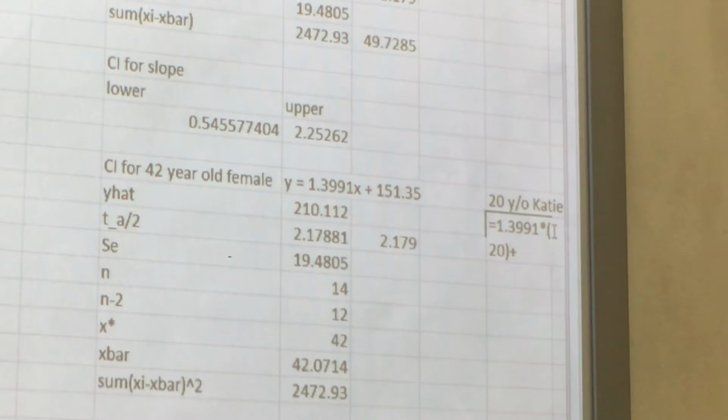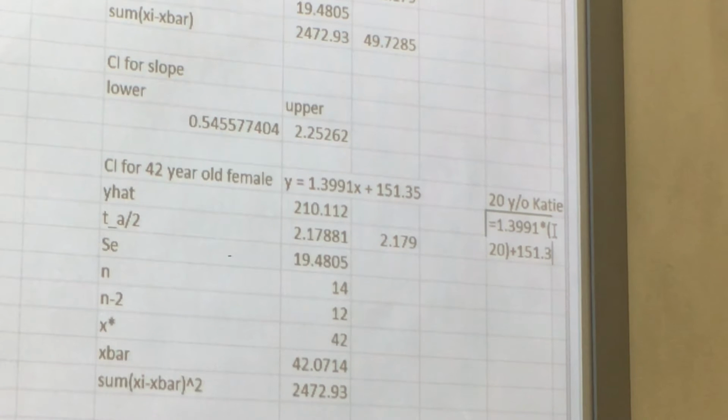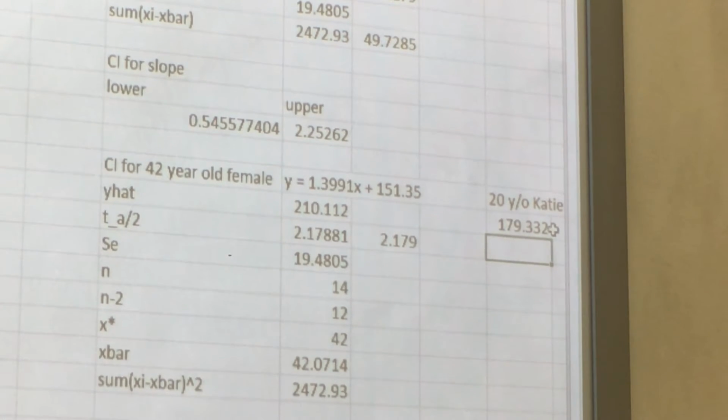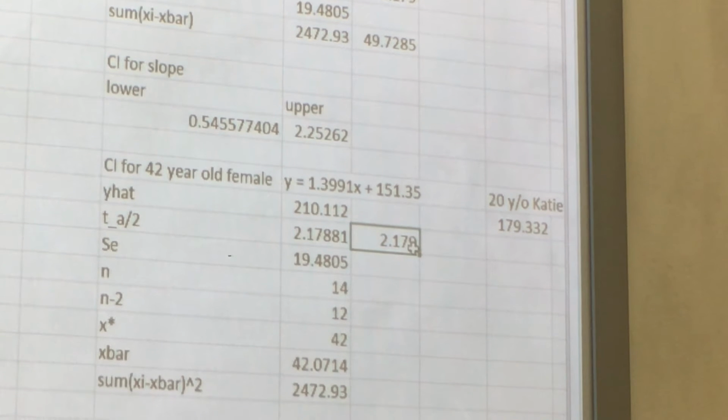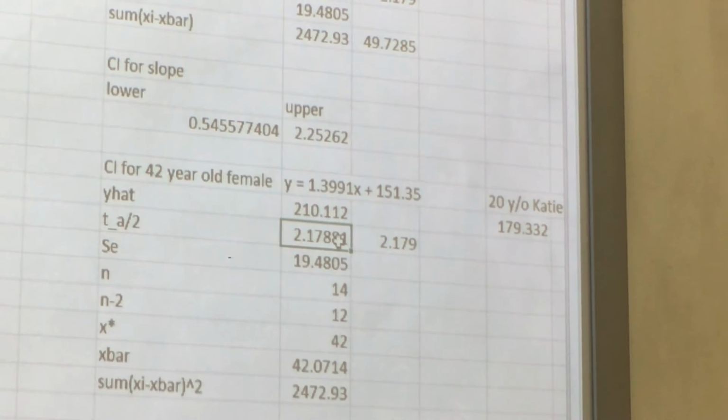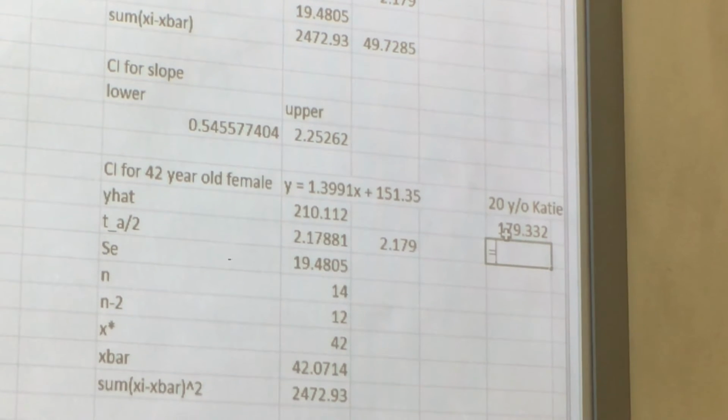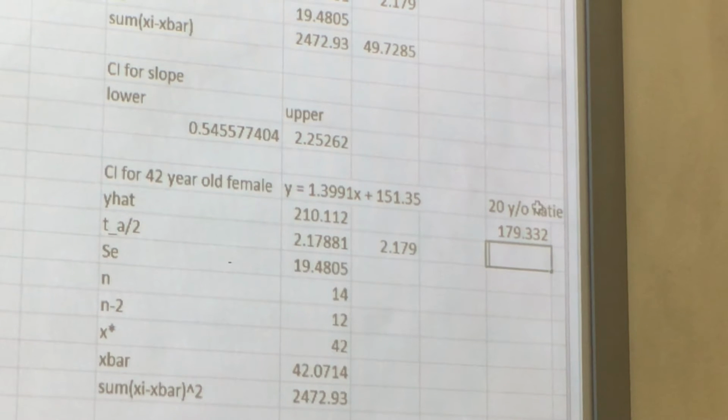I'm guessing she's probably gonna be about 160. It was 179, that was low. So we would predict a 20-year-old female would have a value of about there. All those are gonna be the same. What's gonna be different? Nothing else. Moving on. That's the only different thing that she needs to calculate based on her age.